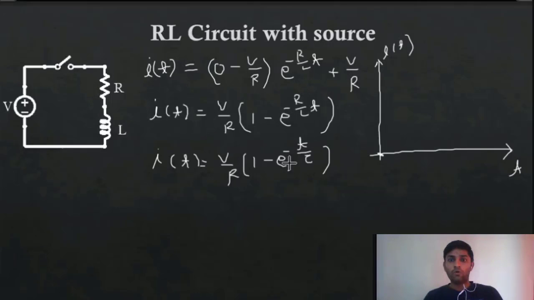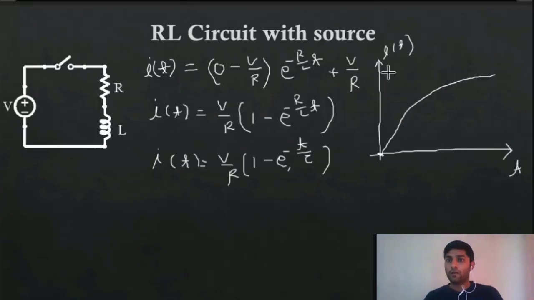At t equal to tau, your equation will be V by R times 1 minus e raised to minus 1. At t equal to 2 tau, you will get 1 minus e raised to minus 2. Similarly, at t equal to 5 tau, you will get 1 minus e raised to minus 5. If you calculate this value, you will get around 99.3%, that is 0.993. So you will get an equation like this.